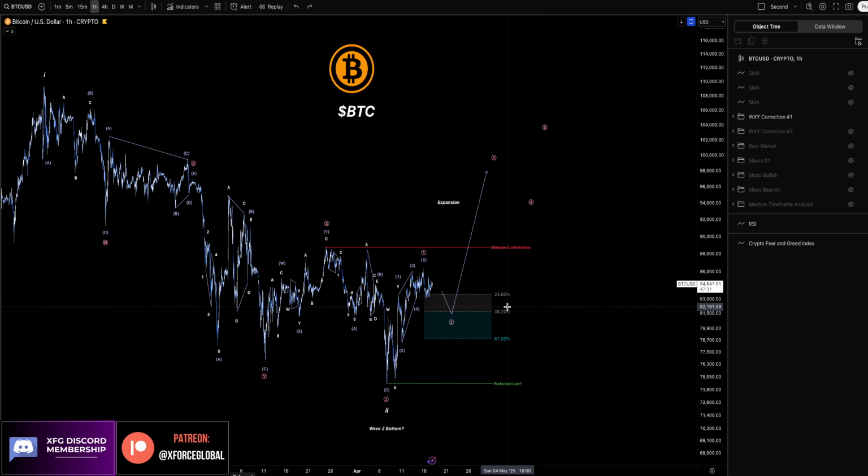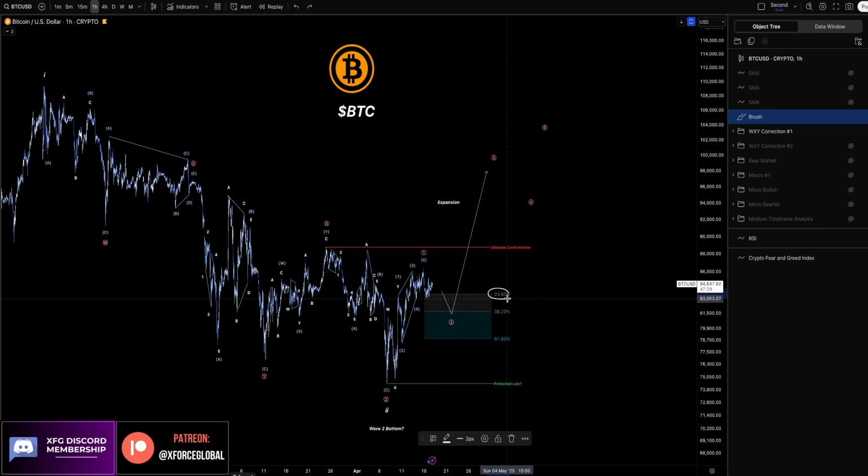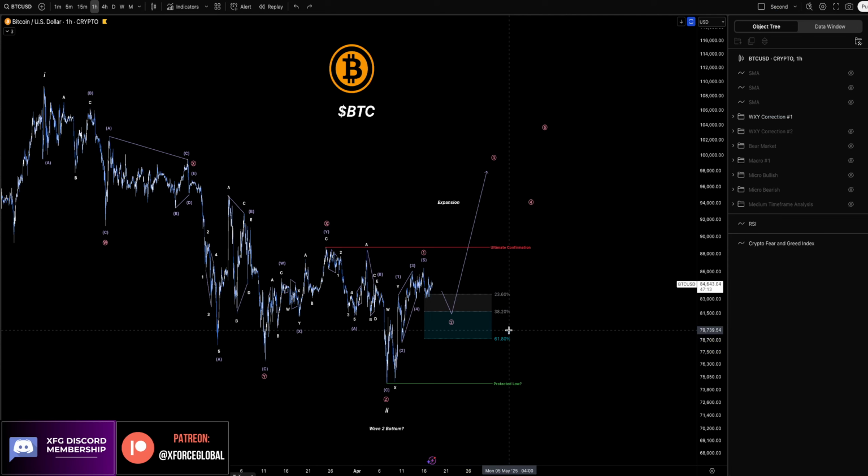Then again, the most important thing here, although we did meet that minimum expectation of a 23.6%, we don't have a completed 3-wave move here. It's pretty obvious that we also want to be retesting at least at 38.2%. And then more notably, if this level comes down and gets supported at the 61.8%, that's going to be a very important level for the bulls to secure.